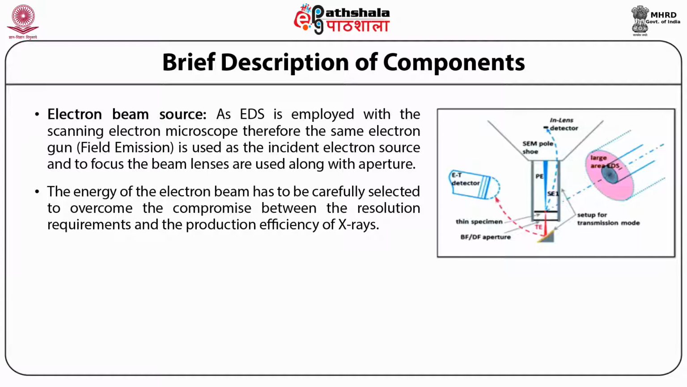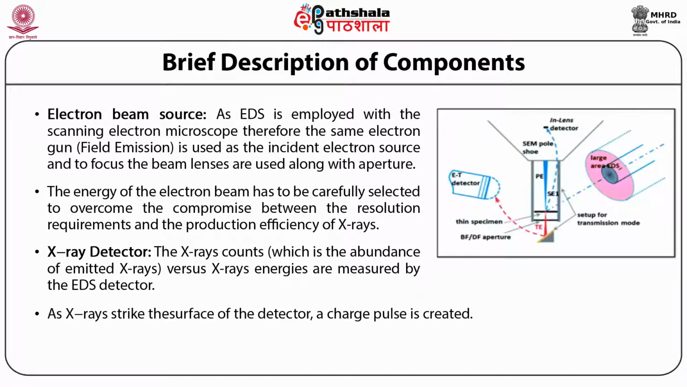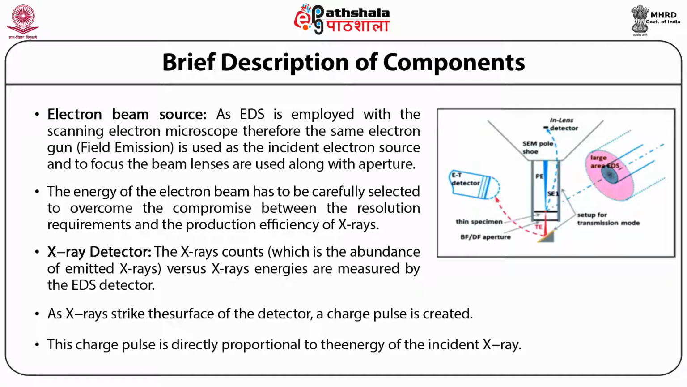The produced X-rays are detected by two crystal spectrometers. Second is the X-ray detector. The X-ray counts, which is the abundance of emitted X-rays versus X-ray energies, are measured by the EDS detector, a solid-state device which is based on lithium-drifted silicon. As X-rays strike the surface of the detector, a charge pulse is created. This charge pulse is directly proportional to the energy of the incident X-rays.